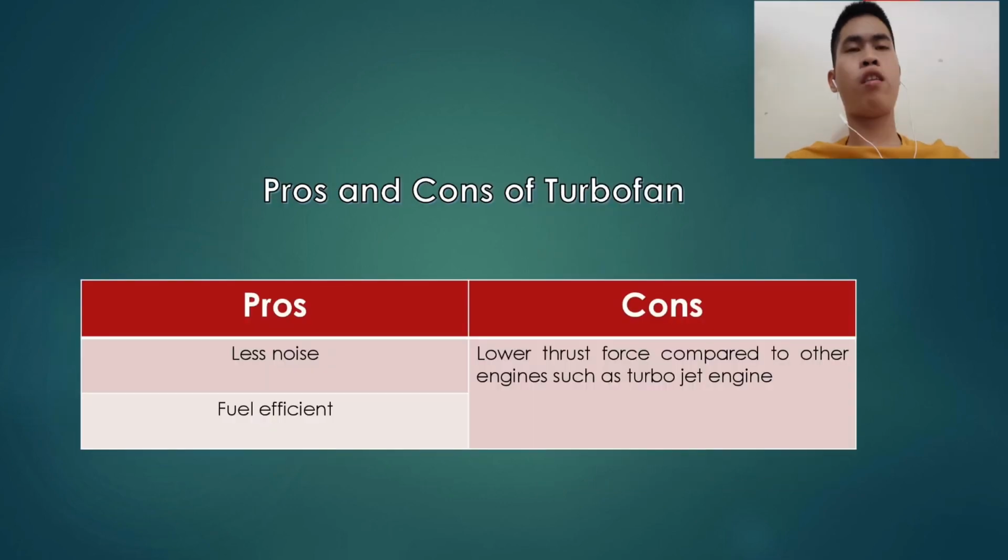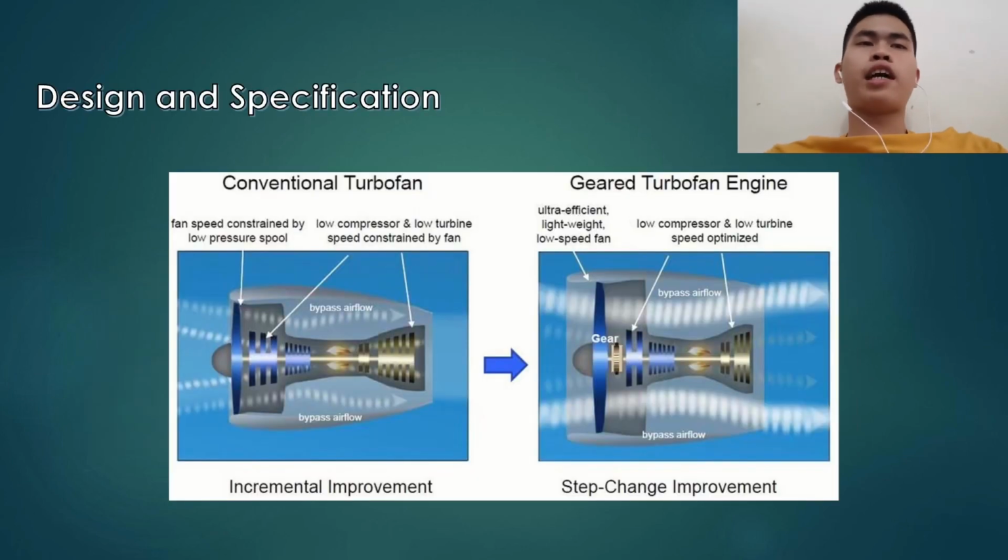What are the pros and cons of a turbofan? The turbofan has a bypass ratio, so the good news is that the turbofan can help save more fuel and reduce noise. However, the bypass ratio produces lower thrust force compared to other engines such as a turbojet engine. In this slide, I'm going to show the comparison in design and specification of a turbofan engine.